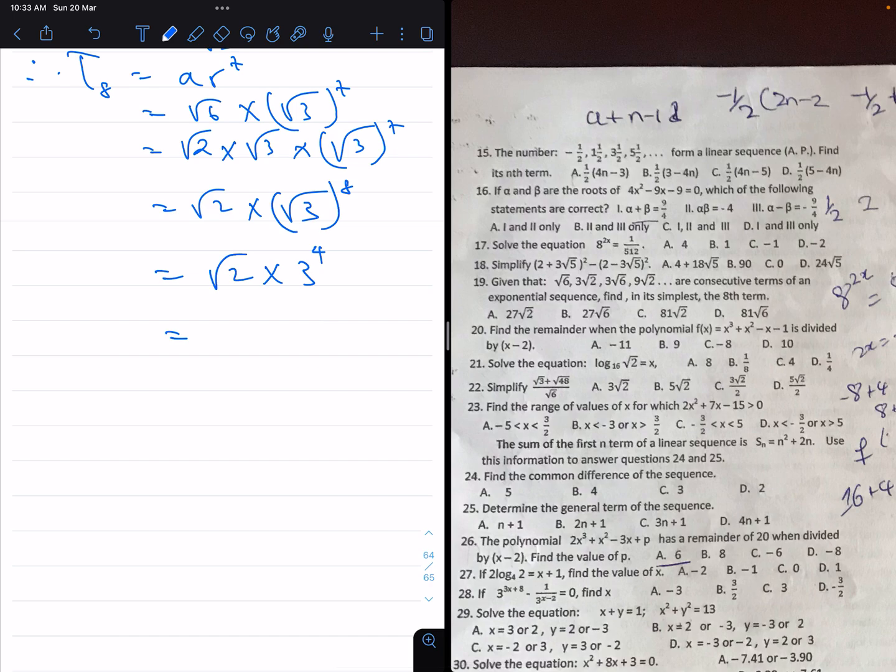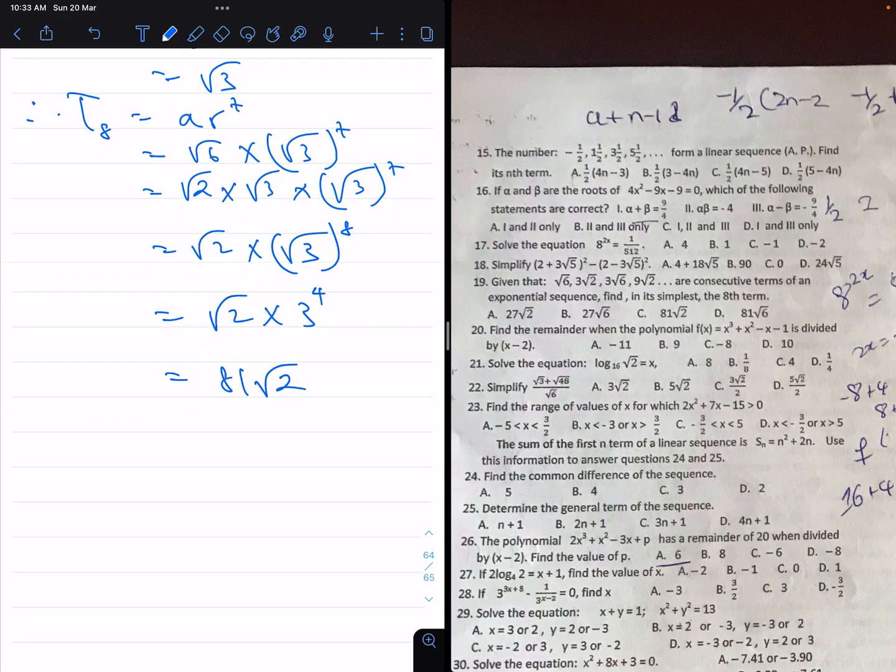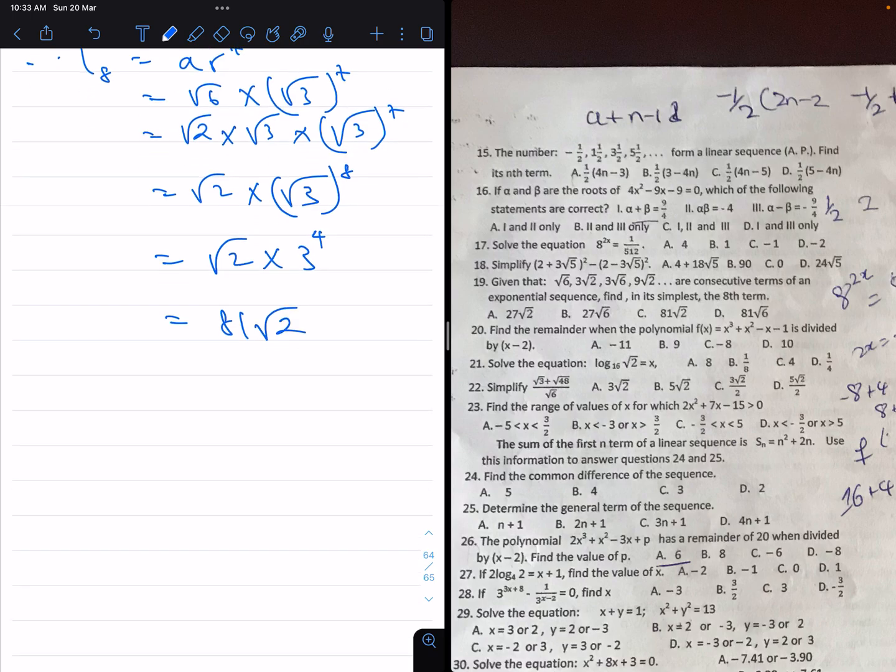That's 9? What are you saying? 3 raised to 4. Wait, oh, no, because I wrote 4 root 3 raised to power 8 instead of root 3 raised to power 8. That's supposed to be 81. So the answer is 81 root 2. Do you understand? You see, 81. Yeah, 81 root 2. Okay, sorry, I'd forgotten that it could give you the answer as we wanted it.